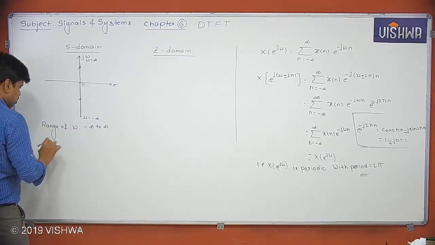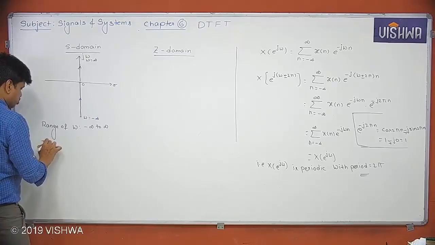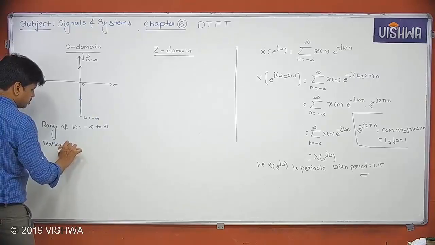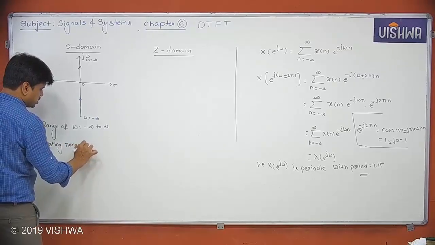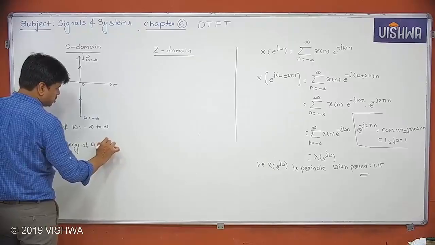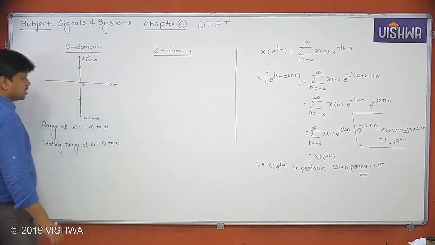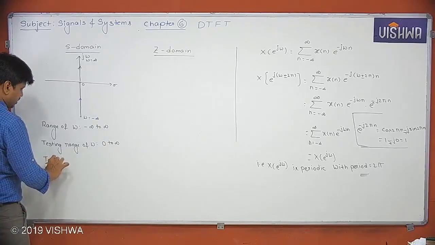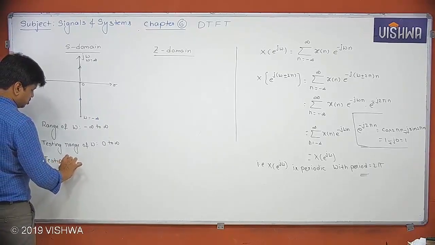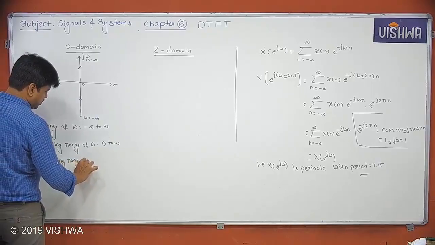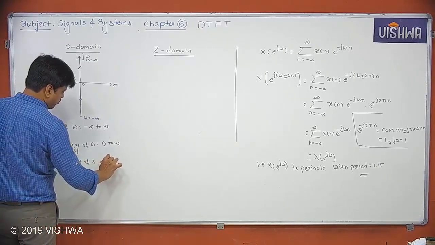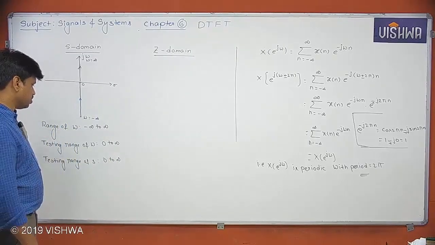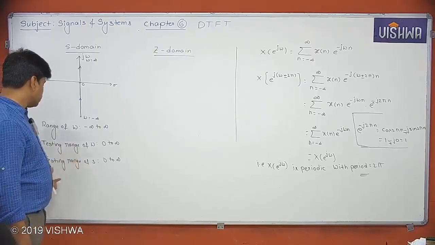So what is the testing range? Suppose I want to test any system, then we have to consider only positive frequencies. The testing range of omega is 0 to infinity. The testing range of S is also 0 to infinity. If omega is equal to 0, S is equal to 0, and if omega is equal to infinity, S is equal to infinity. So this is the testing range.